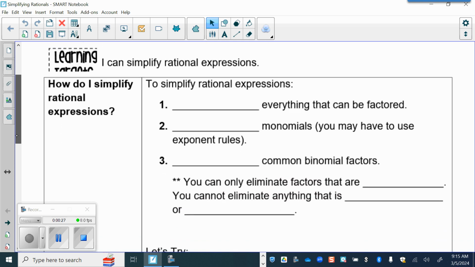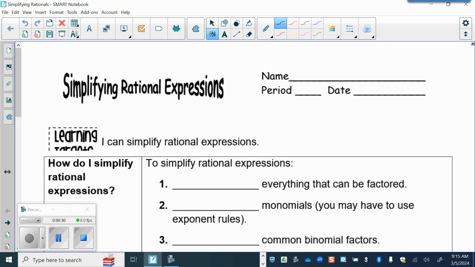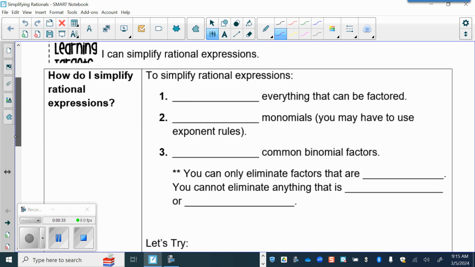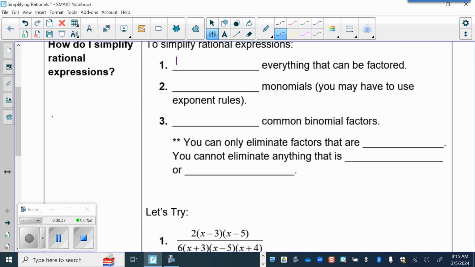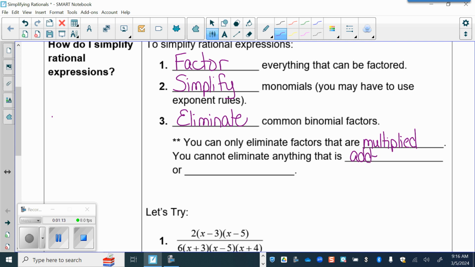Today's learning target is to be able to simplify rational expressions. Now, to simplify, we are going to start by factoring everything we can. Then we're going to simplify any monomials we're able to pull out. So if you have any GCFs, those will have to be simplified. We will then eliminate any common binomial factors. Keep in mind that you can only eliminate factors that are multiplied. Okay, you cannot eliminate anything that is added or subtracted.